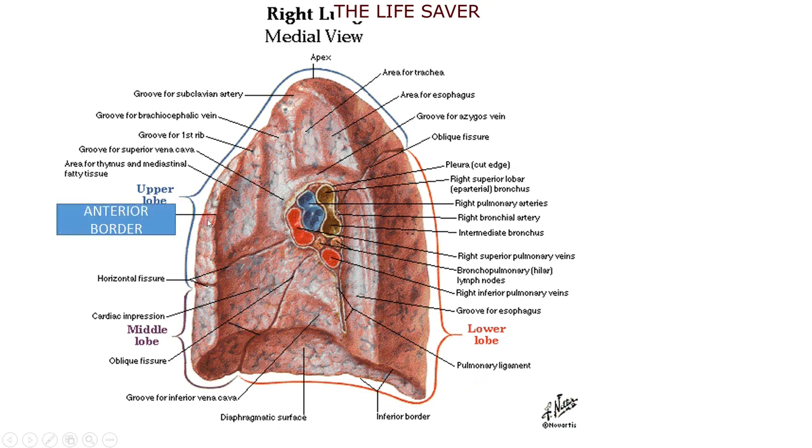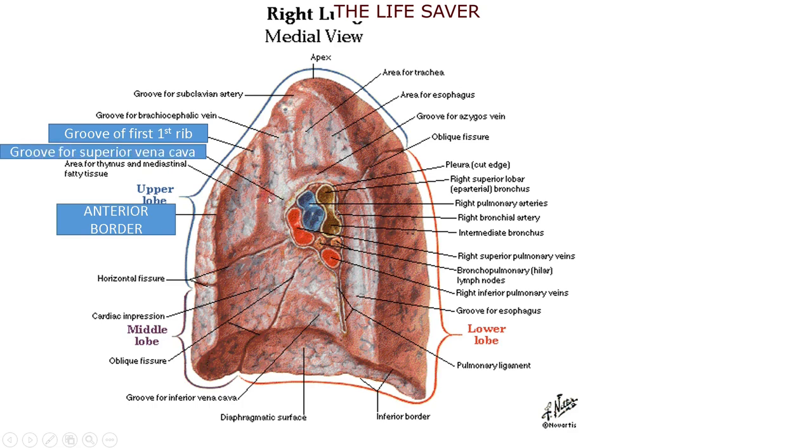First of all, we are going to discuss the anterior border. The point where the anterior border ends is referred to as the groove for the first rib. Just below the groove, the area which is present is referred to as the area for the thymus and the mediastinal fatty tissue. As you can all see here, this is a very important landmark.